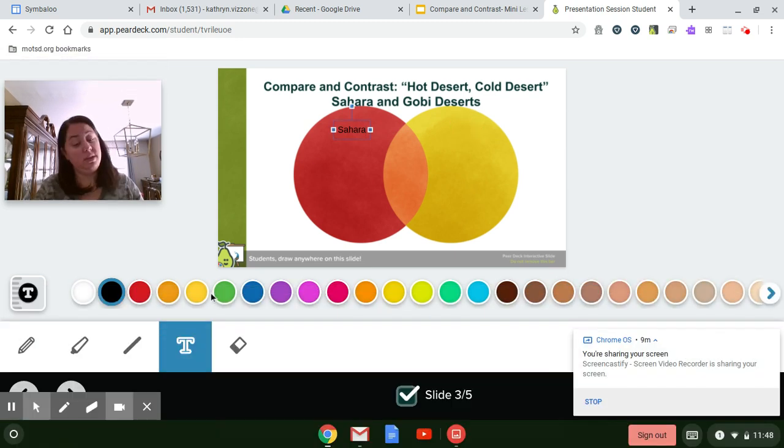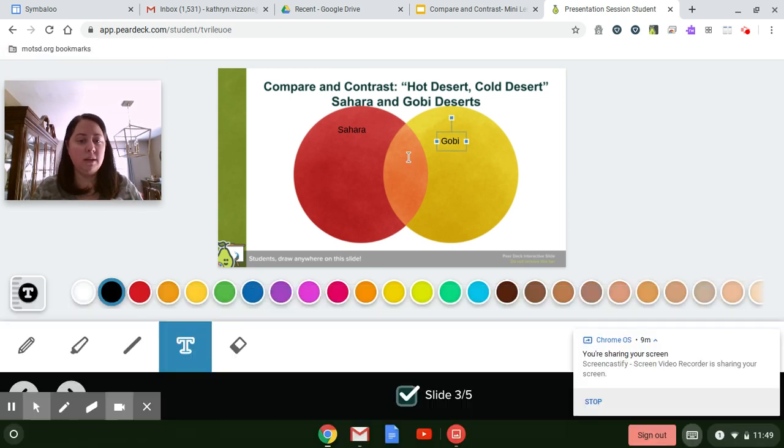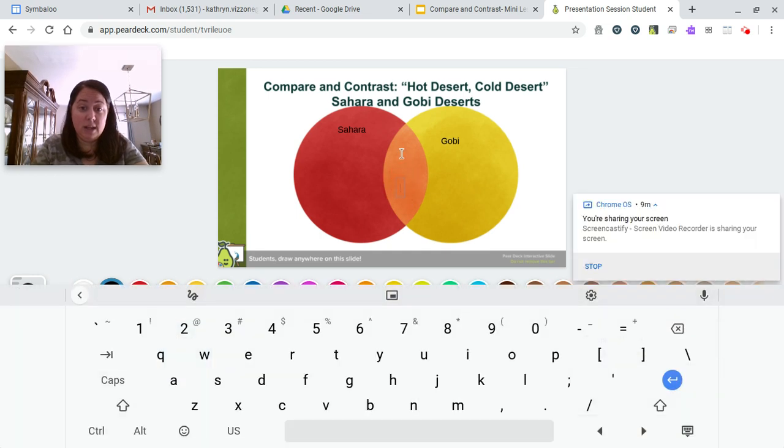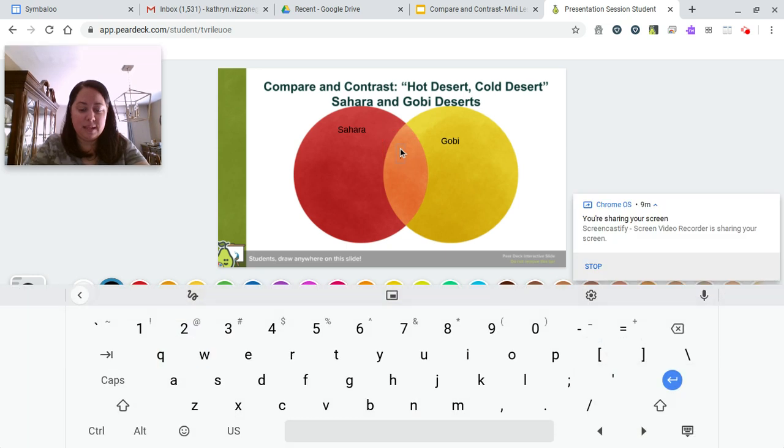So one side is going to be the Sahara Desert. And then when you go to the other side, you have to choose the text again. And that will be the Gobi Desert. And in the middle, we know that these are similarities. So the first similarity is they are both deserts.